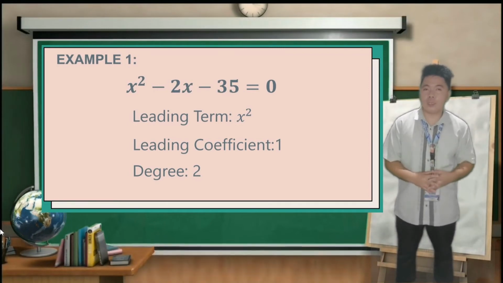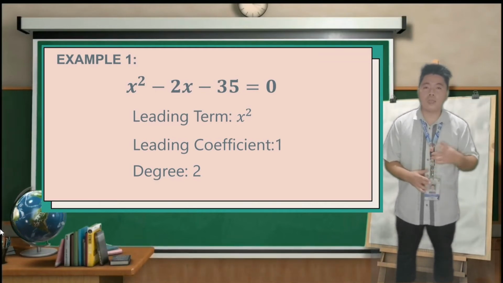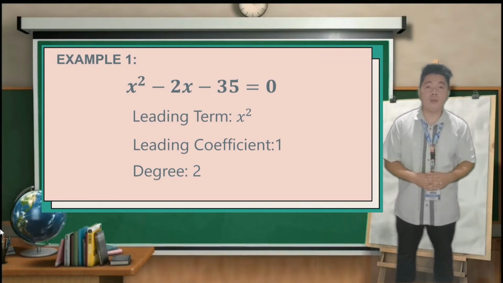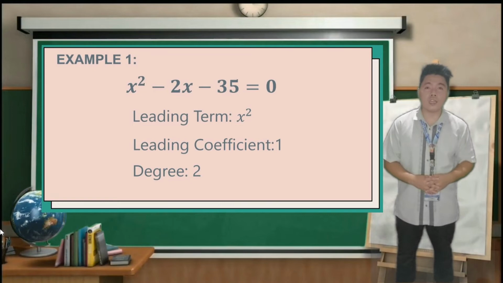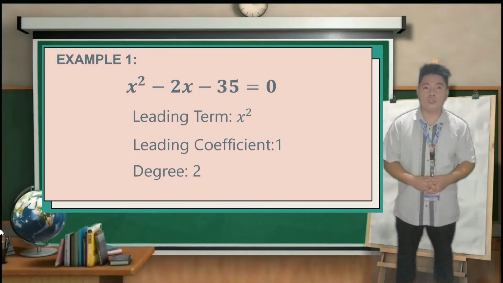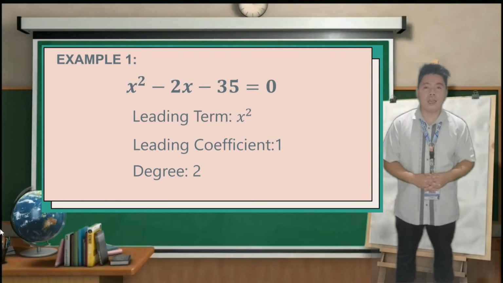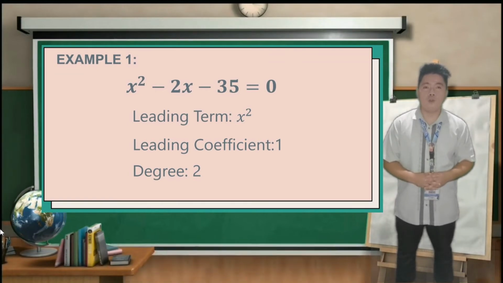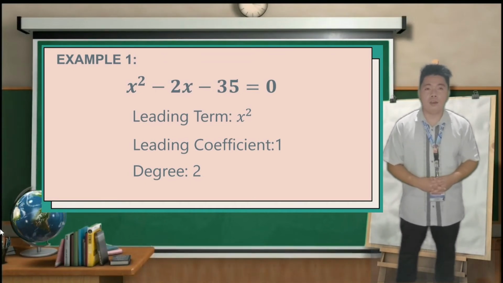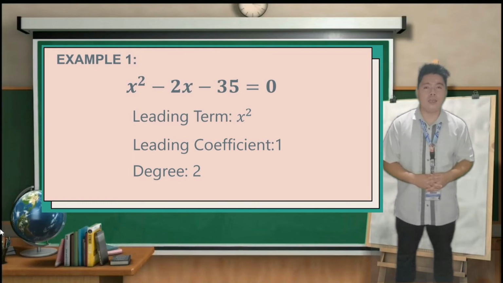Okay, since we have now identified the leading term, from that leading term we can also identify our leading coefficient. Our leading coefficient is the numerical coefficient of the leading term. So the leading coefficient is 1. Why is that? Remember the rule that if we cannot see any number beside our variable, we have an imaginary 1 as the numerical coefficient. That is the reason why 1 is our numerical coefficient.